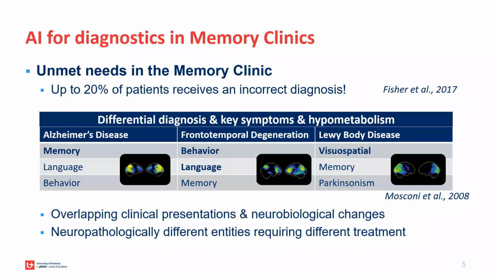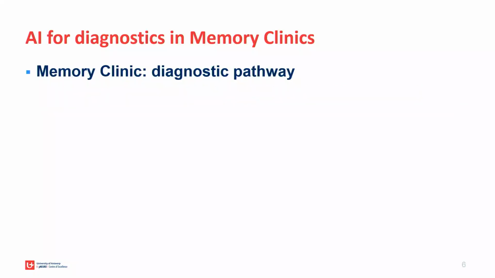But on the other hand, you must realize that these three common types of neurodegeneration are neuropathologically very different, and they're entities requiring in the future probably different disease-specific treatments, hence the very important need to differentiate between them in vivo. Let me briefly discuss the current typical diagnostic trajectory in the memory clinic and how structural MRI comes to play here in our everyday clinical practice.